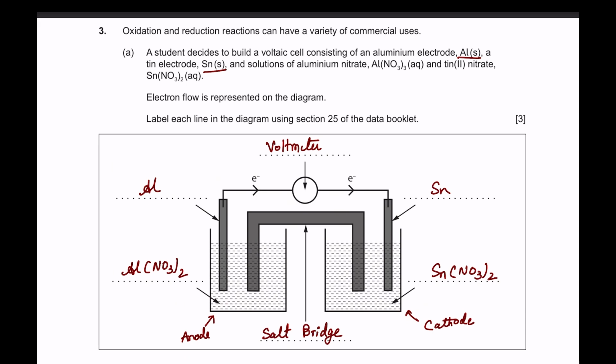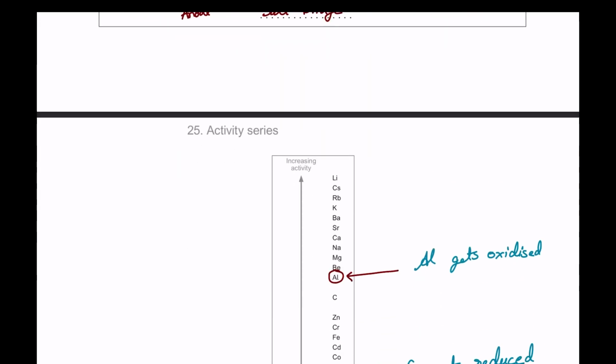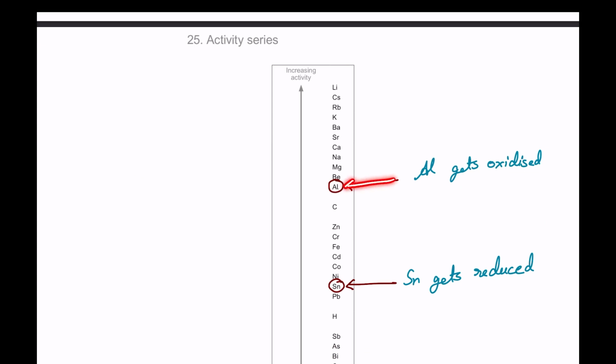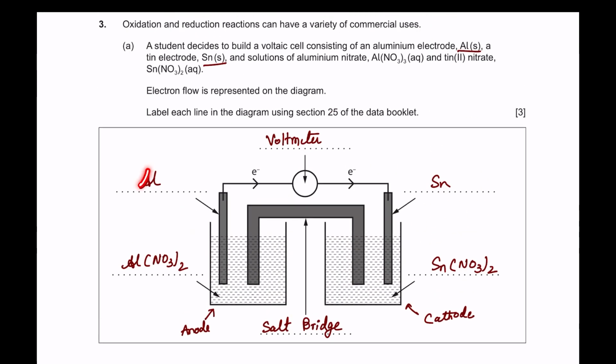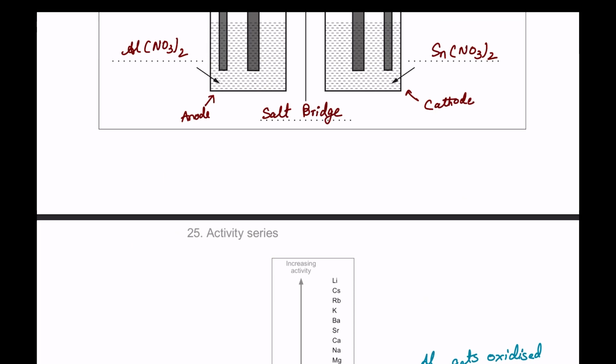Now we have to identify which will be at the anode and which will be at the cathode. For this, you have to use section 25. In section 25, you see Al is much higher as compared to Sn. So that's the reason Al will get oxidized and Sn will get reduced. So Al will be at the anode side, and you will have Sn at the cathode side. Obviously Al will come with the solution containing the aluminium salt, that is Al(NO3)3 here, and Sn(NO3)2 here. And that's all about this question.